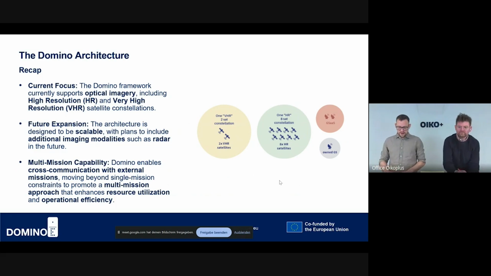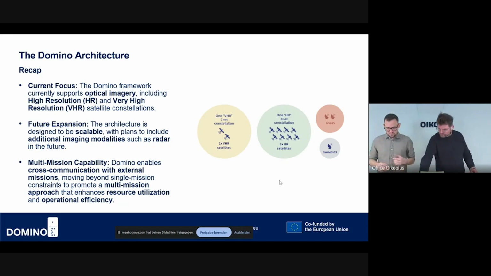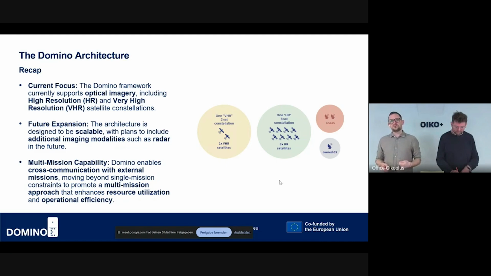One of the key strengths of Domino is the multi-mission capability of this architecture, meaning that it is not tied to a single satellite or to a single operator, but instead it very much promotes cross-communication between different missions, and that allows for more efficient use of assets and greater operational flexibility. So what exactly is a domino within this architecture?